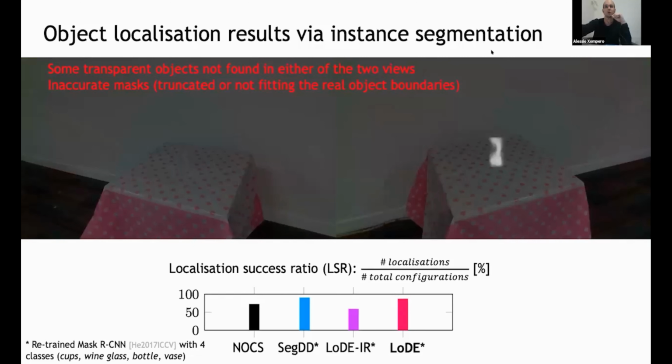So we compute what we call the localization success ratio, which is the number of localizations over the total number of configurations in the dataset. And we can observe that LODE in this dataset achieves a higher localization success ratio.